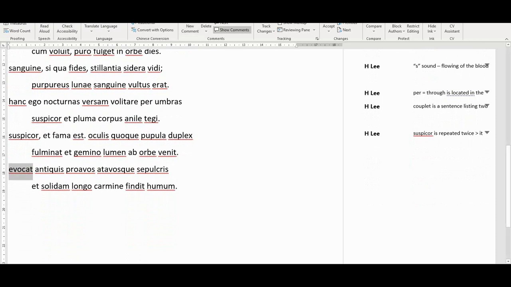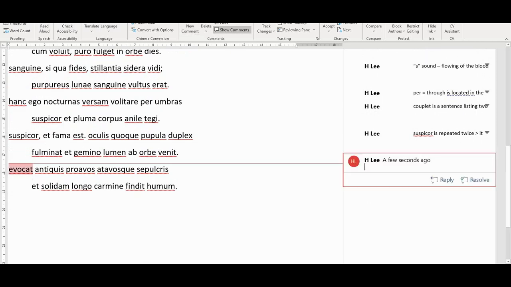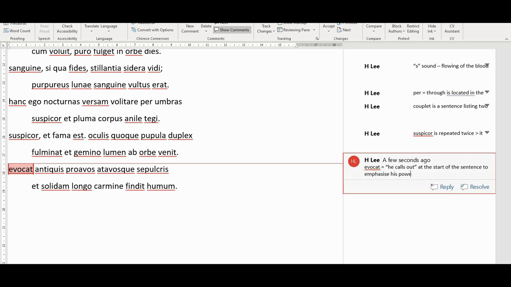Now I quite like the way that this sentence is arranged. So advocat means he calls out, and it's at the start. Let me put these in quotation marks. I know it's a bit late now. You don't have to write down exactly what I write as long as you understand my point and you put down something that you understand. Okay, so advocat, he calls out at the start of the sentence to emphasize his power.